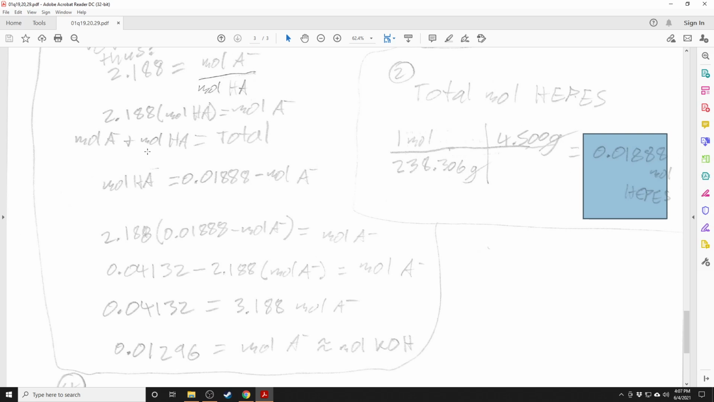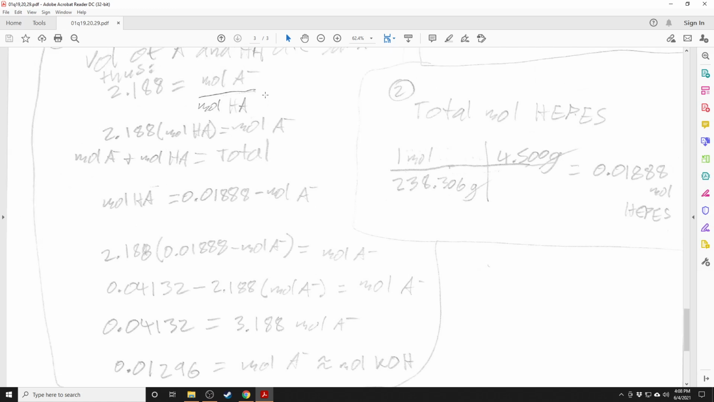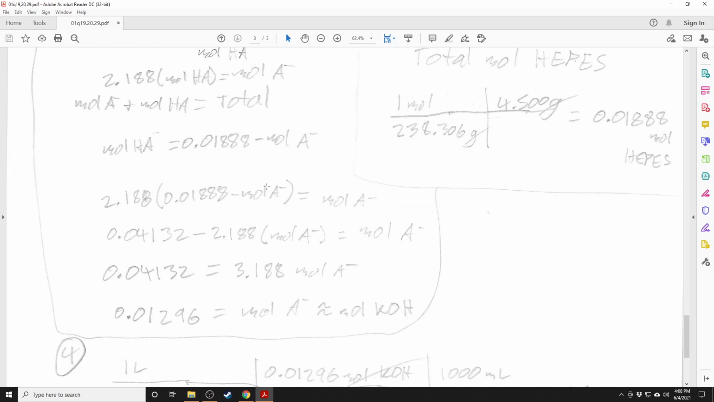And so the stuff that stuck together and didn't come apart is the HA. The stuff that came apart is the A minus. And those are my only sources, this initial source of HEPIs. That's it. And so my total is this number right here. And I just need to subtract one of these off, and then I can plug one of these formulas into the other. And so I went ahead and subtracted off the moles of A minus.